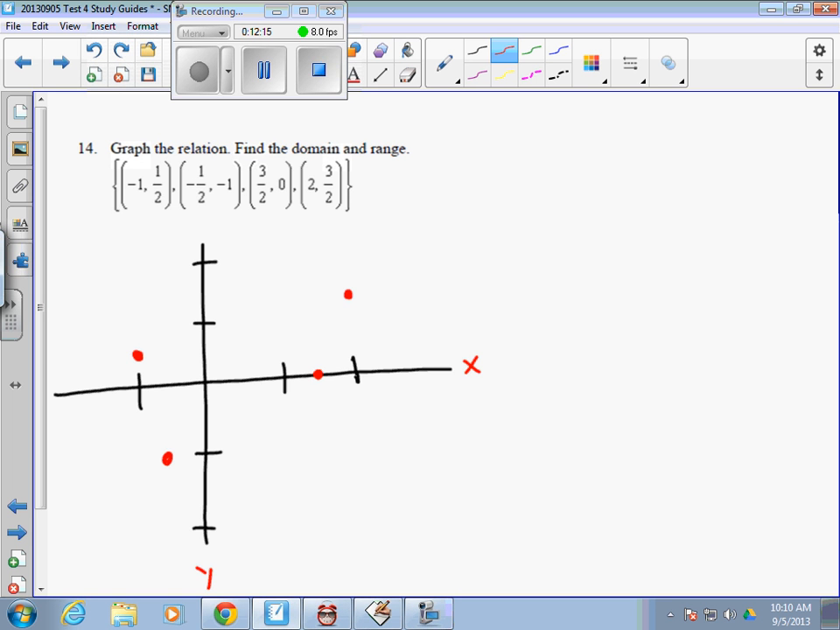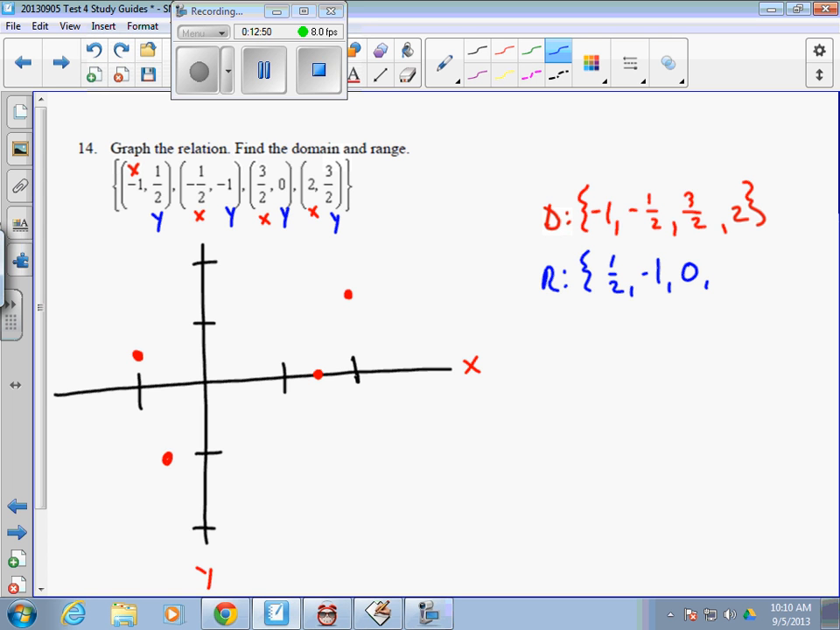It says find the domain and range. Your domain are all of your x values. So this is x, or your input values. So -1, -1/2, 3/2, and 2 would be your domain. The range are all of your y values. So 1/2, -1, 0, and 3/2. So your range is 1/2, -1, 0, and 3/2.